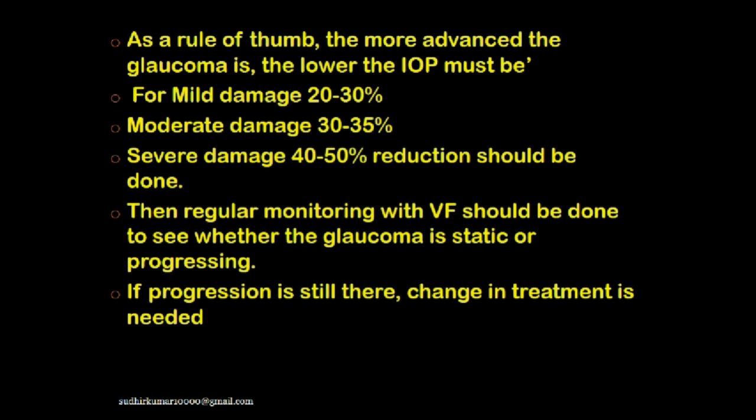In cases of moderate damage, 30 to 35%, and in severe cases of damage, 40 to 50% reduction should be done. And then regular monitoring with visual field should be done to see whether the glaucoma is static or progressing. If progression is still there, a change in treatment is needed.